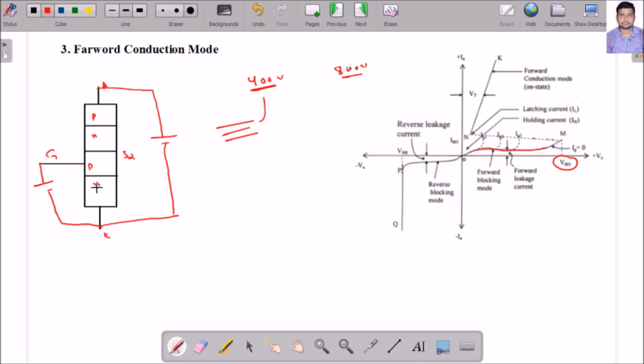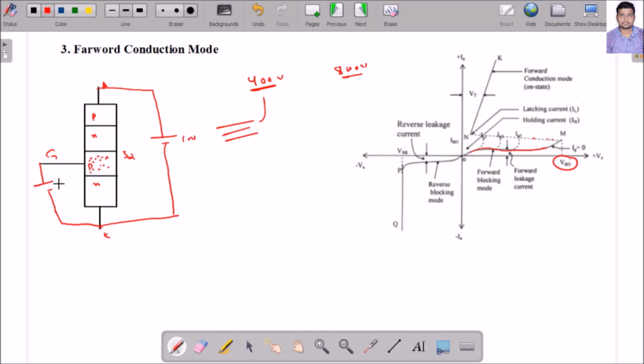Okay, so as this N layer is heavily doped and it is connected to positive supply, this P region is flooded with electrons. There may be chances that some of the electrons may try to cross the junction J2.